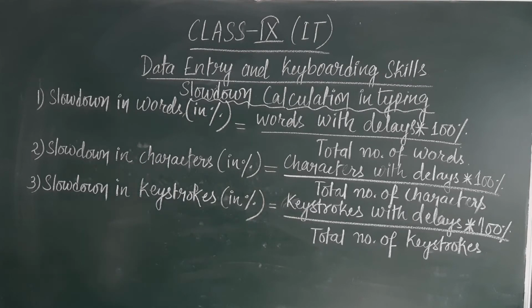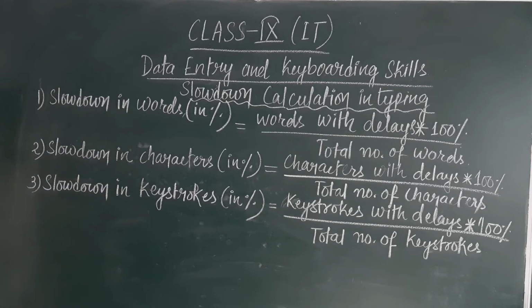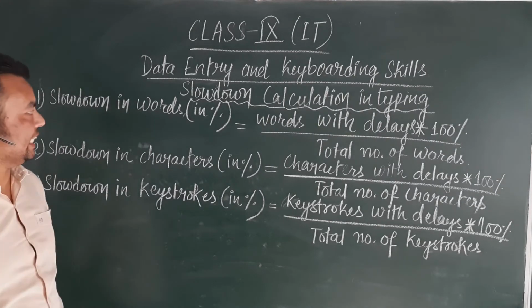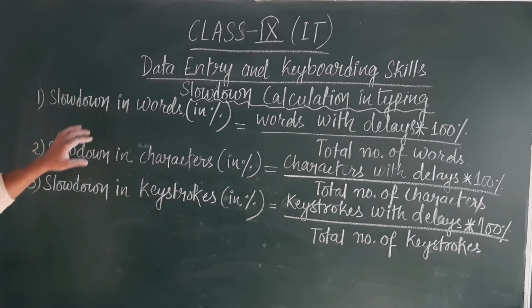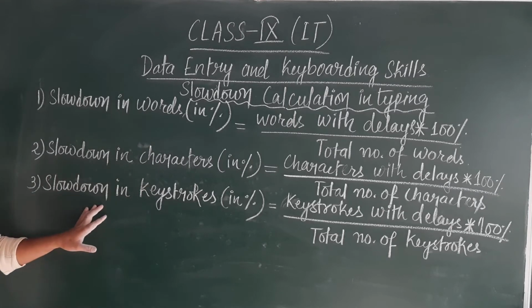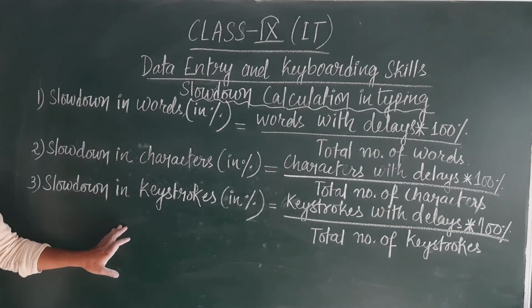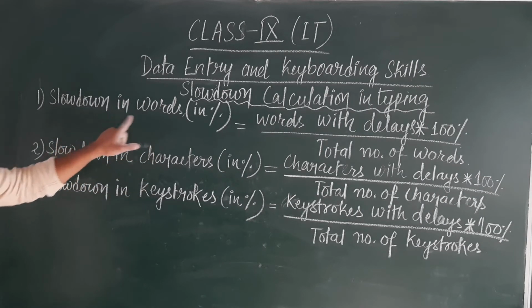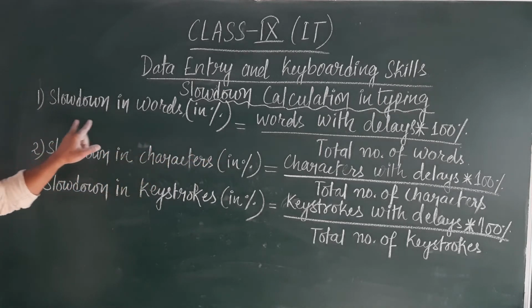So, one of the important factors that should be taken into account while maintaining typing rhythm is the calculation of slowdown. Slowdown in timing. Slowdown calculation in typing. Now, slowdown can be calculated in case of words, characters as well as keystrokes. So, these are the general identities by means of which we can find out the slowdown in between a series of words that has been typed, in between a series of characters that has been inserted, in between a series of keystrokes.